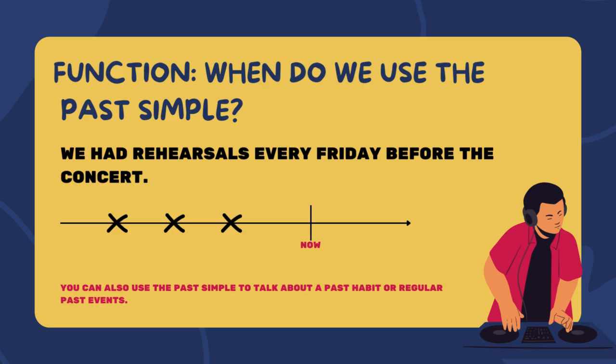Next, the example sentence is, we had rehearsals every Friday before the concert. So, the function is, you can also use the past simple to talk about a past habit or regular past event.